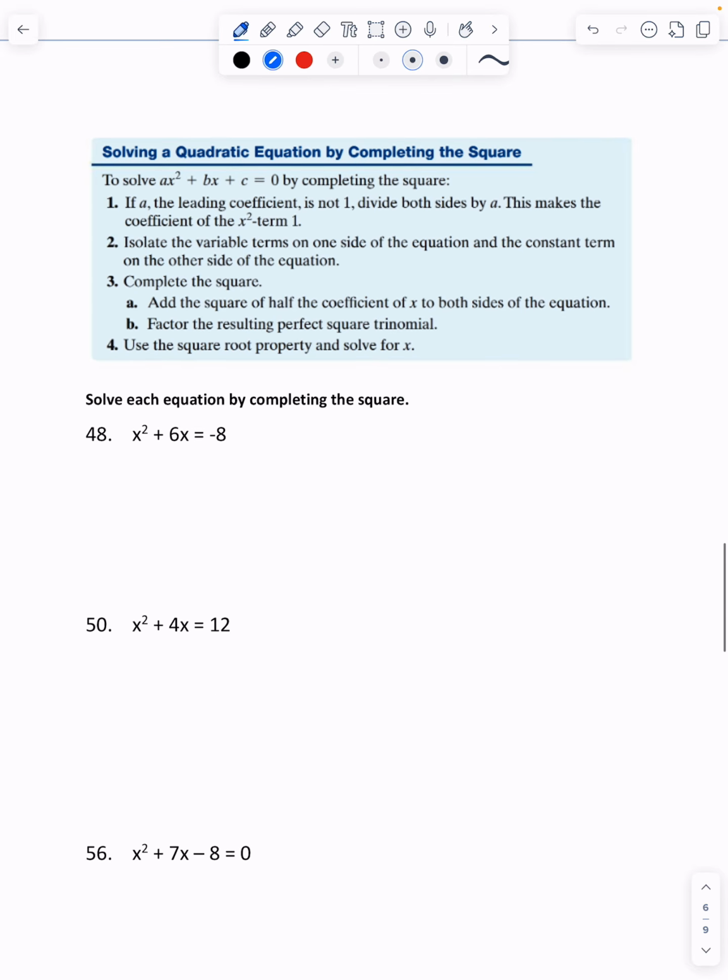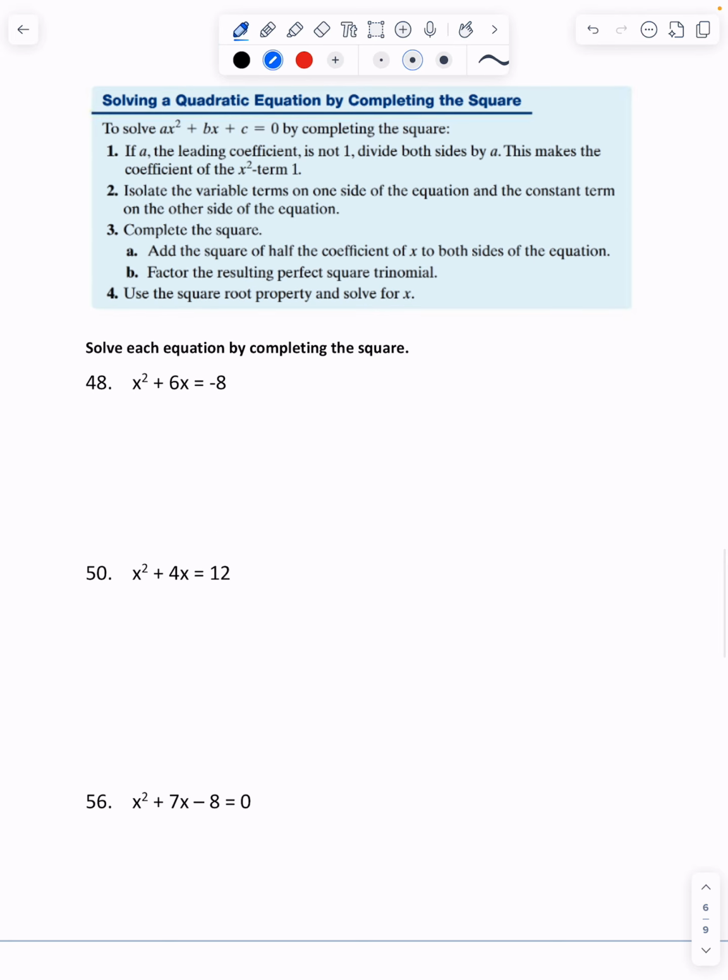So here are the directions for solving a quadratic by completing the square. Number one is you have to make sure that your leading coefficient is 1. If you have a number other than 1 in front of your x squared, you're going to have to divide all of the terms by that number. You have to get the coefficient of the first term to be 1.